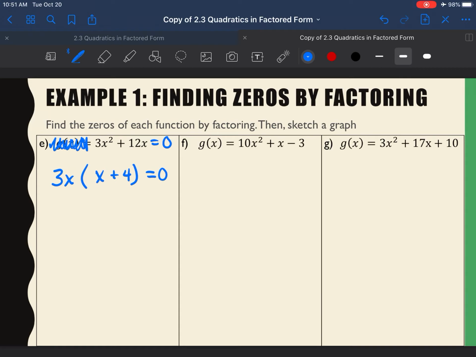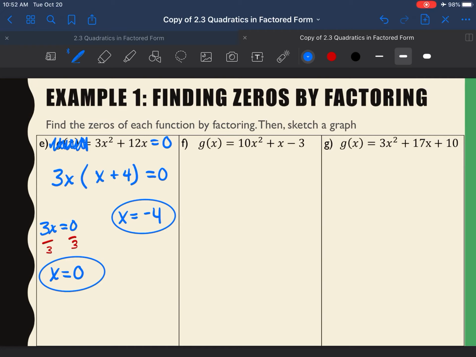Now, just like before, you can already just use a shortcut to get one of the answers. So that one's a positive 4, x equals negative 4. Now on the 3x, I'm going to actually work this one out. So 3x, you set that equal to 0, and then divide both sides by 3 in order to solve that. So then you end up getting x is equal to 0. So there's your two solutions.